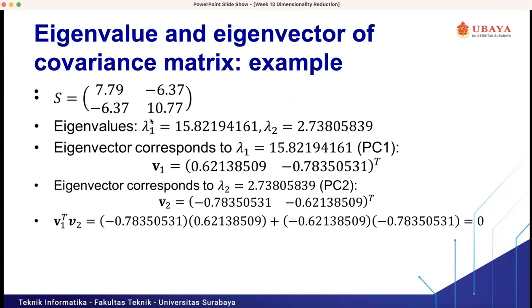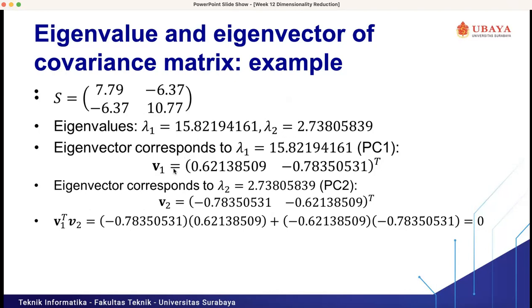Okay, the first step, we need to calculate the eigenvalues first. Then we get lambda 1 and lambda 2. Then we need to sort these eigenvalues in descending order. That's why we have lambda 1 equal 15.82 and lambda 2 is 2.7, because lambda 2 is less than lambda 1. So that's why we give the number for this lambda as lambda 2.